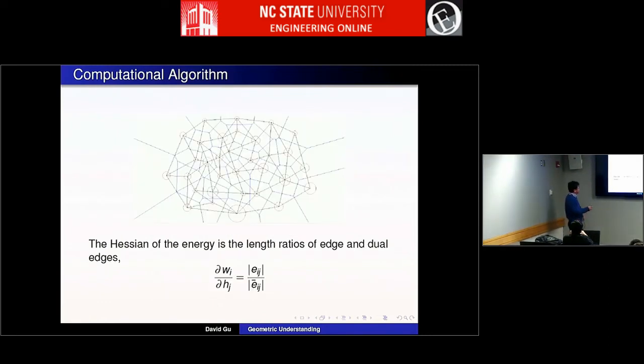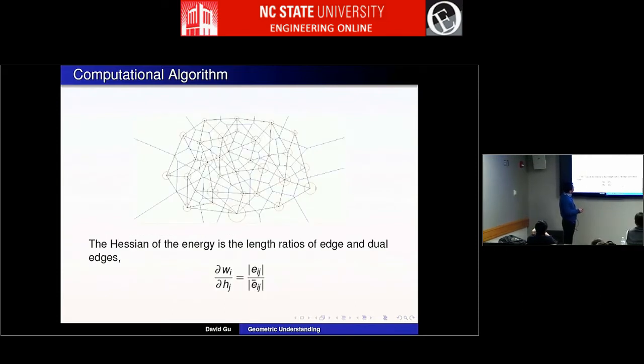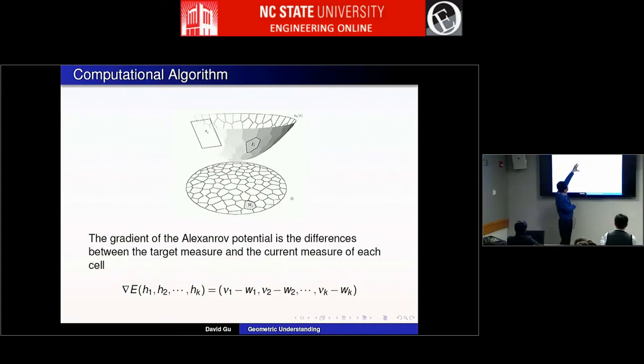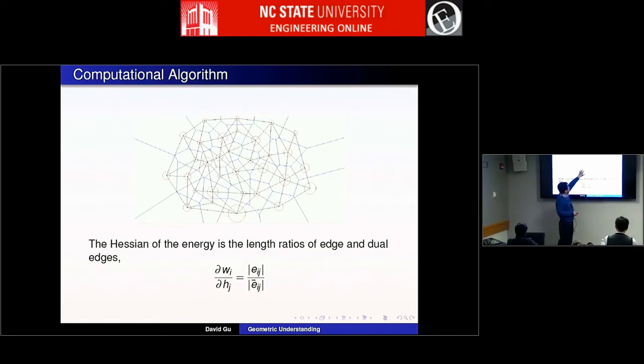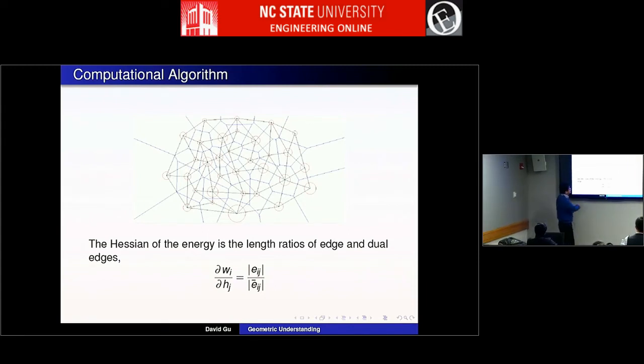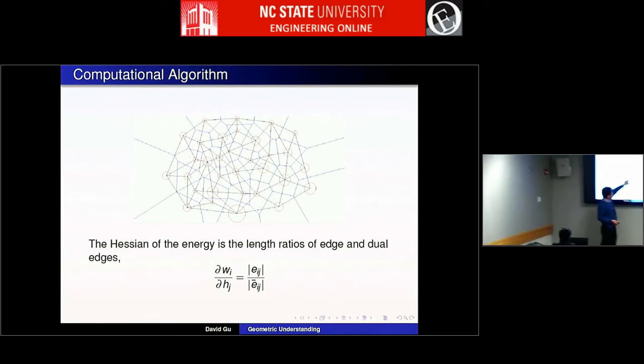Basically, we can go to this picture. Here is fine. Basically, we have a convex polytope. The projection gives us a cell decomposition on the plane. And the Poincaré dual of the cell decomposition gives us a triangulation. So here we see the triangulation and the blue cell decomposition. Then each edge here corresponds to a dual edge. The black edge here corresponds to the blue edge here. Yes, exactly. Then the ratio between the edge and the dual edge gives us the Hessian matrix.